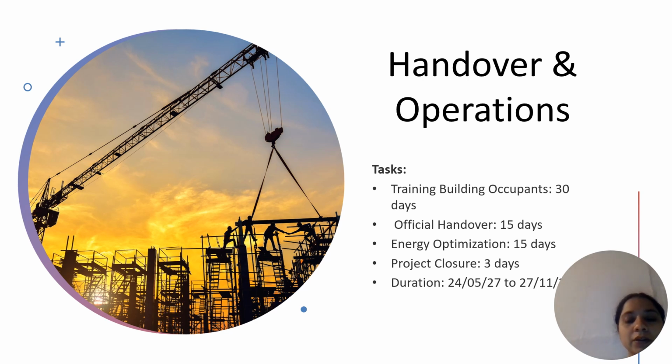Handover and operations. These tasks are training building occupants, which takes 30 days. Official handover takes 15 days. Energy optimization takes 15 days. Project closure takes 3 days. And this is the total duration.